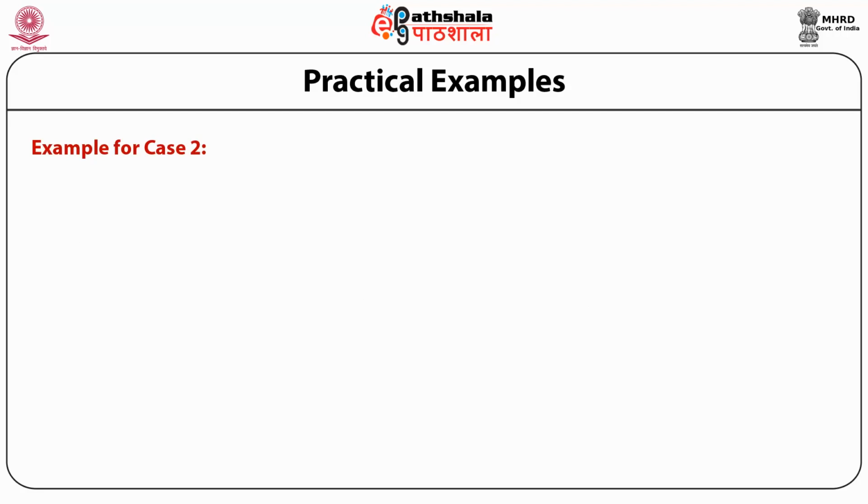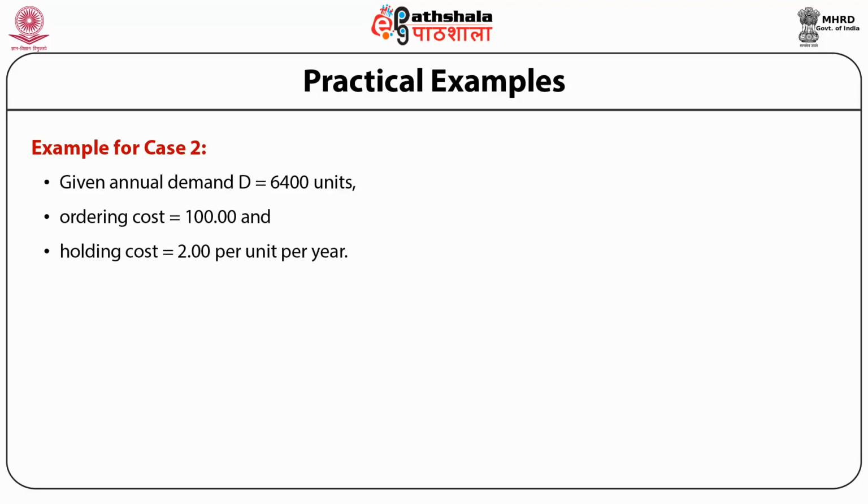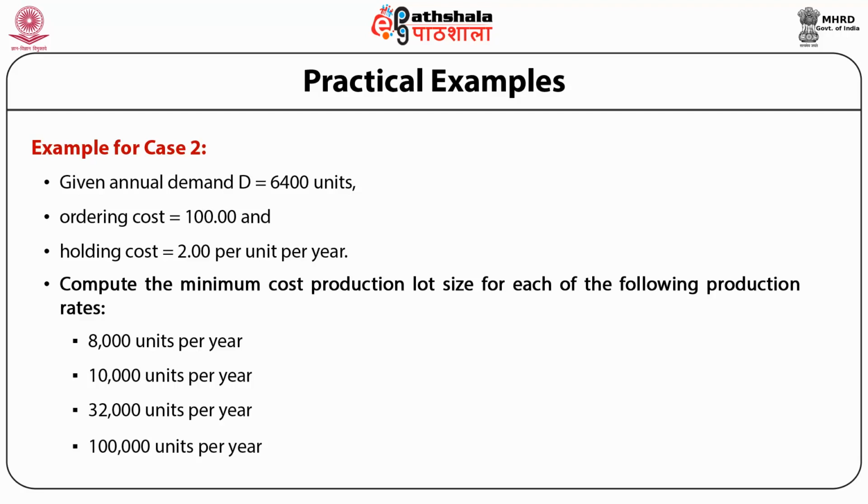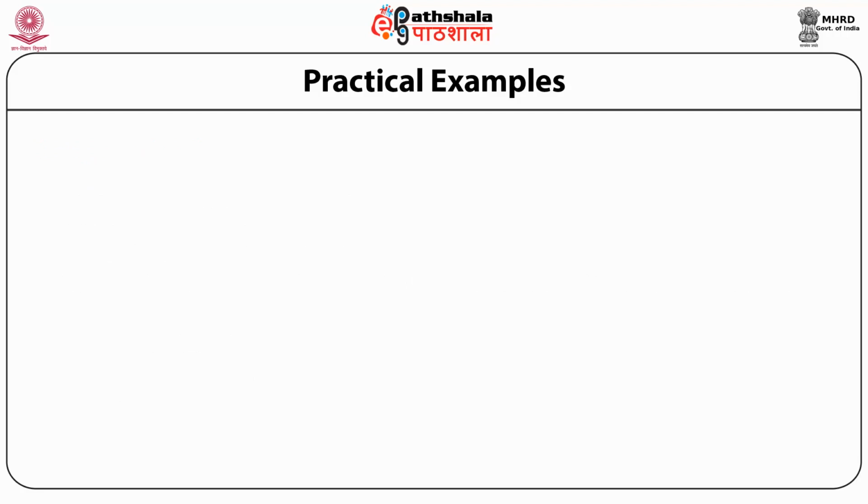Example for case 2. Given annual demand D equal to 6400 units, ordering cost equal to 100 and holding cost equal to 2 per unit per year, compute the minimum production lot size for each of the following production rates: 8,000 units per year, 10,000 units per year, 32,000 units per year, 1 lakh units per year. Also compute EOQ and compare the results.